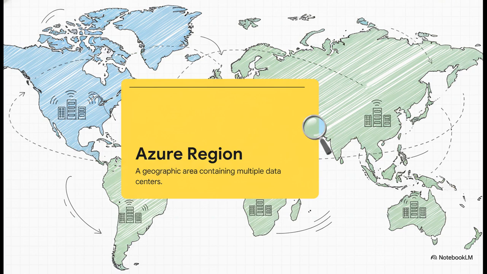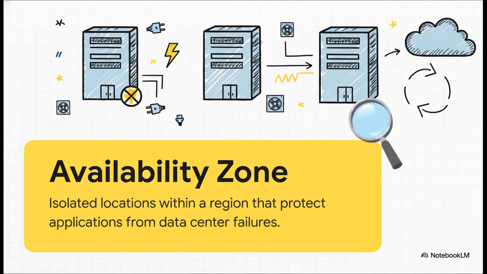An Azure region is just a specific area on the map, like East US or West Europe, that's packed with a bunch of data centers. And choosing the right region is absolutely crucial because you want to get your apps and your data as close to your users as possible. Closer means faster. And this is where Azure gets really, really clever about being reliable.